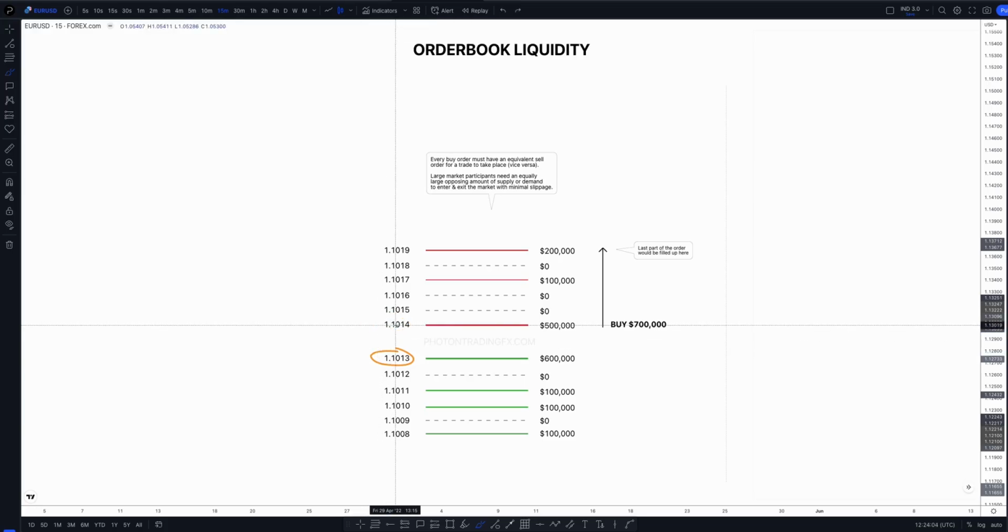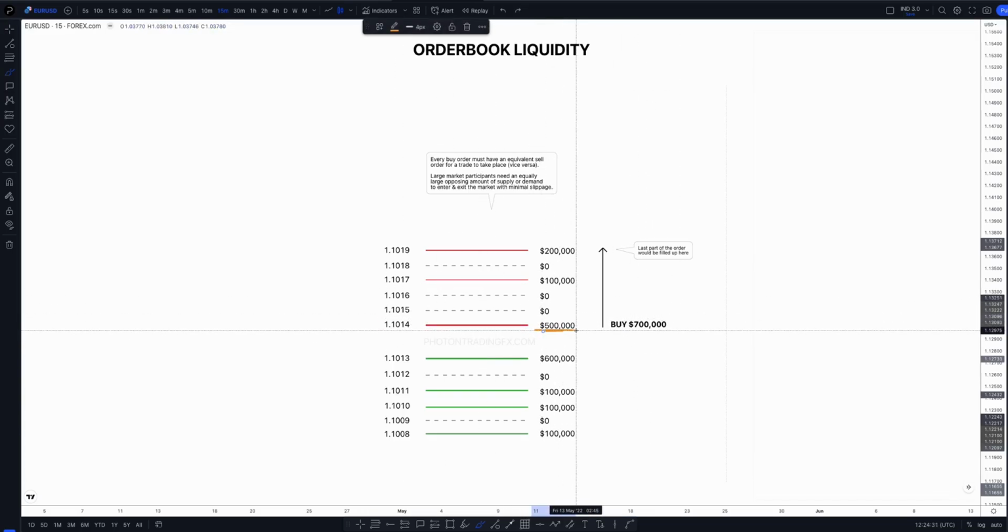If you wanted to sell at the current market price, you would have to sell down here. You sell off the bid, the current highest bidder. Sorry, if you're selling, you sell to the person looking to buy from you at that price. So if you are a large market participant and you want to get long at the current market price, you're going to have to start buying at 1014, and let's say you want to buy $700,000 worth of whatever currency, okay?